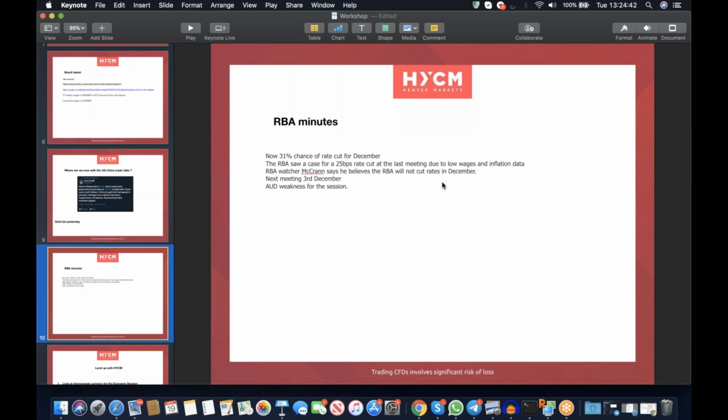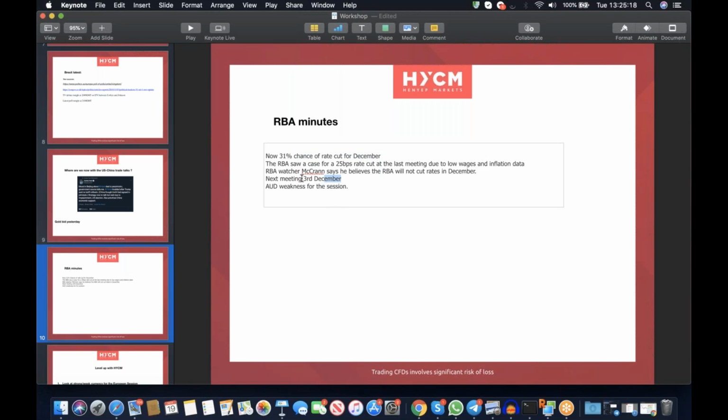Okay, what we also had, looking back, we had the RBA minutes out last night. Now, the RBA minutes had a bit of a dovish twist to them. They saw a case for a potential rate cut at the last meeting, but they decided to keep on hold, but the emphasis was we could have cut rates. Wage data is low, inflation data is weak. There's now seen as a 31% chance of a rate cut for December.